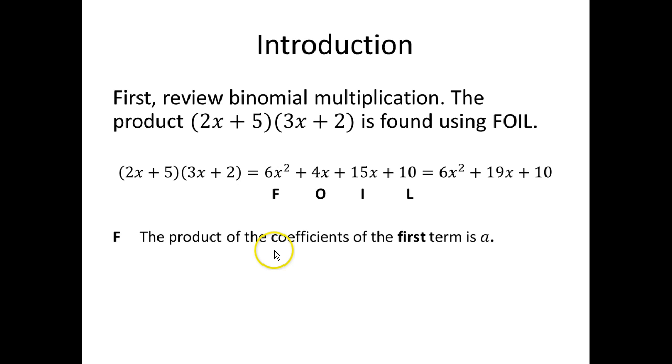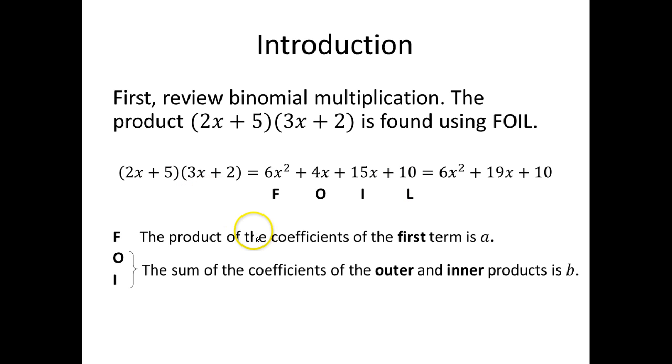Notice that the product of the coefficients of the first term ends up being a, or my leading coefficient, right? Because the way I formed 6x squared in the first place was by FOILing, taking my first product, 2x times 3x gives me 6x squared. So the reason why this is helpful is because if I want to factor a polynomial of the form 6x squared plus something, I know that one possibility for my two leading coefficients in my binomials has to be factors of 6.